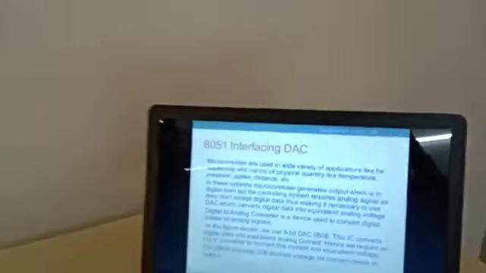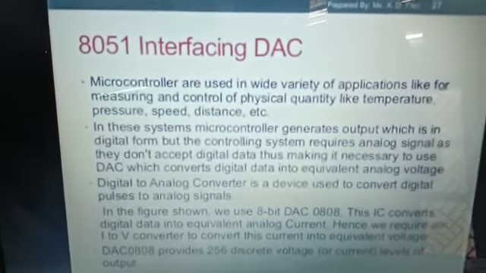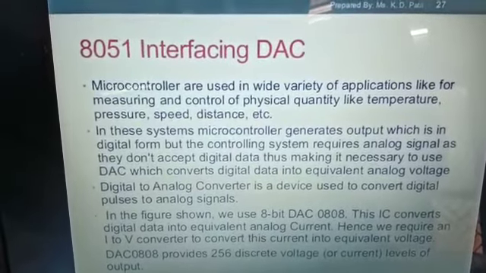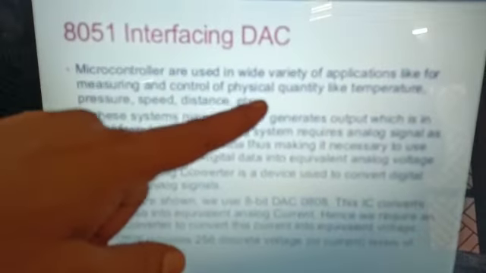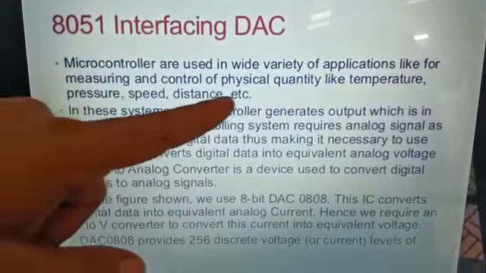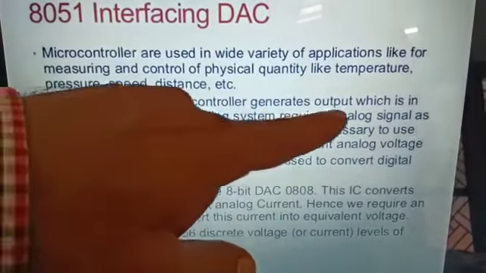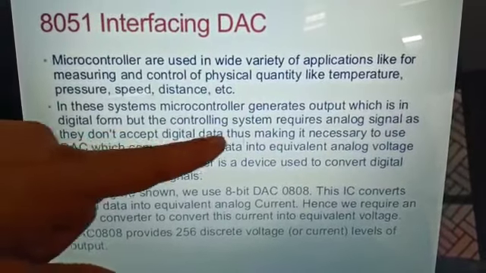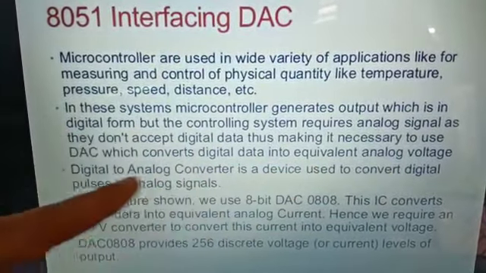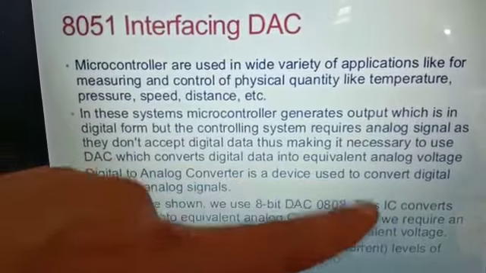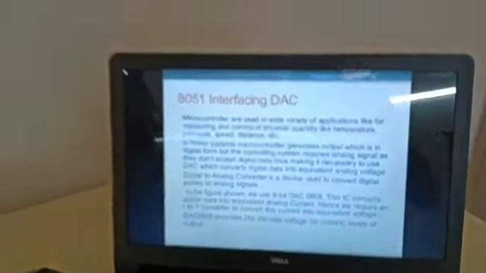So now again in an 8051 microcontroller, interfacing DAC, digital to analog converter. Microcontrollers are used in a variety of applications, like for measuring and control of physical quantities like temperature, pressure, speed, distance, etc. In these systems the microcontroller generates output which is in digital form, but the controlling system requires analog signals as they don't accept digital data, thus making it necessary to use DAC, which converts digital data into equivalent analog output voltage.